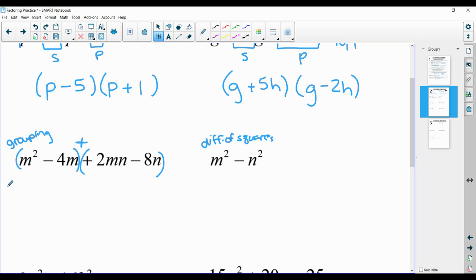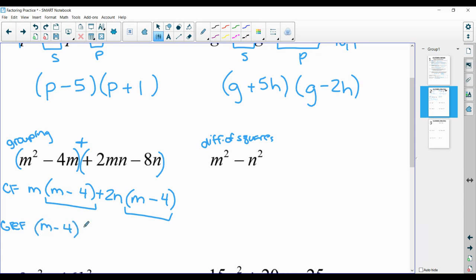So I'm going to do common factoring here. So I'm going to just put CF or GCF. So I'm going to pull out an M out of the first term, and that's going to leave me with M minus 4. Out of the second term, I'm going to pull out a positive 2, and I'm going to pull out an N, and that's going to leave me with M minus 4. Now you should notice that here M minus 4 and M minus 4 are the same, so that's my common factor. So we're going to do a GCF again, or common factor again. So we pull out an M minus 4, and that leaves our leftovers as M plus 2N.